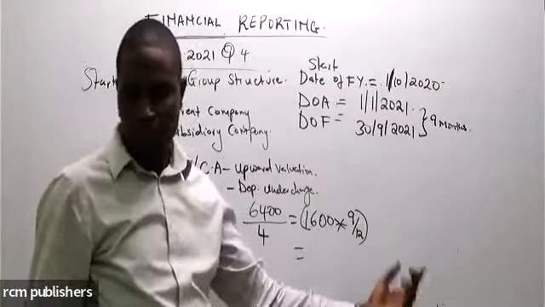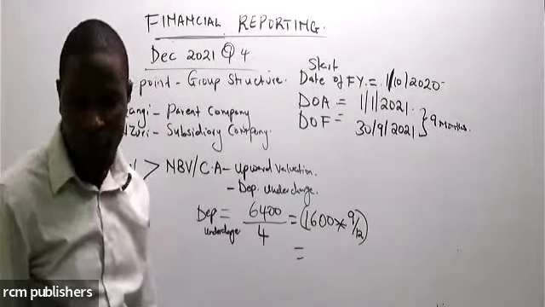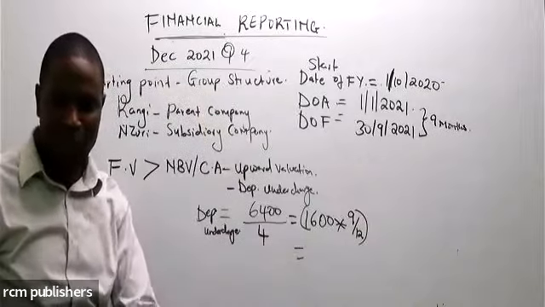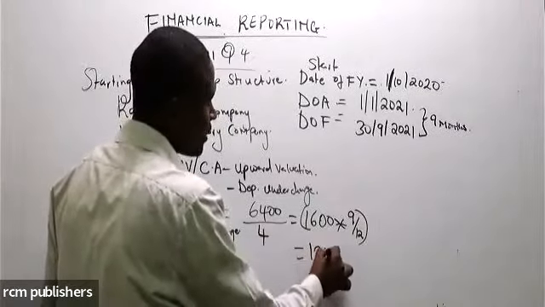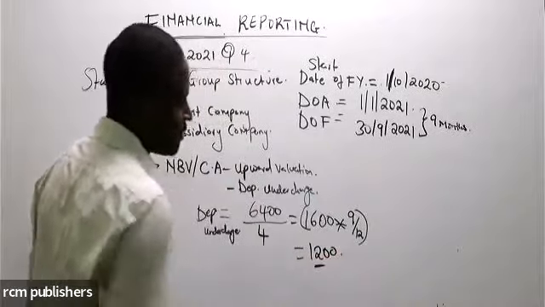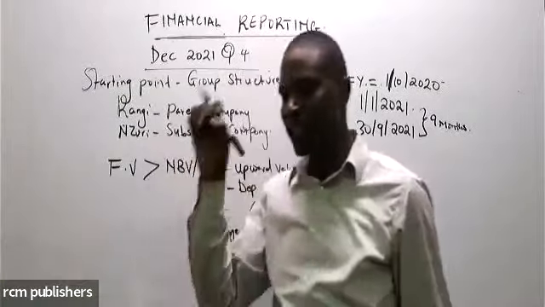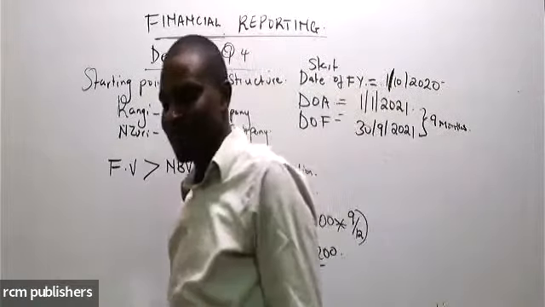So, what will it be? That should be our depreciation undercharge, and I want somebody to remind me how it is treated. 1,200. How do we treat depreciation undercharge? A great student should remind us here.